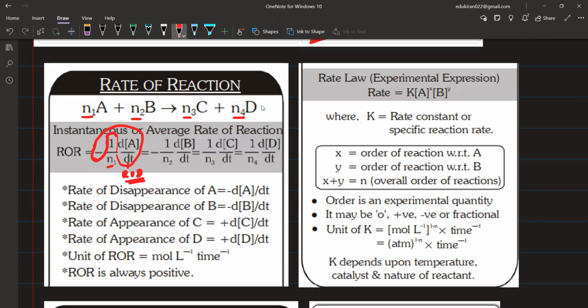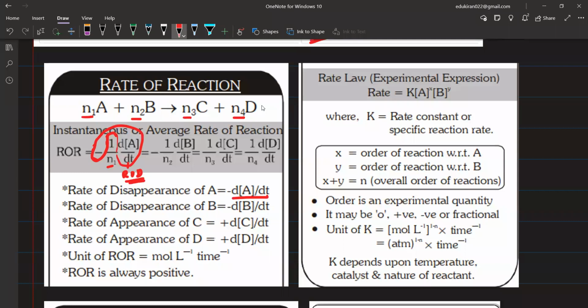ठीक है, इसको ध्यान रखिएगा. What is rate of disappearance? Please see. Rate of disappearance of A is equal to minus dA by dt. It does not have to do anything with the stoichiometric coefficient. Now, how will you remember this? Please see. When you are thinking about rate of disappearance of A, you are looking at a chemical reaction and you are seeing the A disappear.